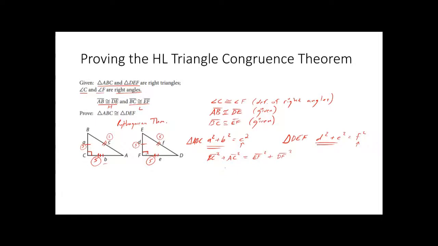And didn't they say that BC is congruent to EF? So these guys can cancel out right away, okay? Square root both sides, and we just proved that AC is congruent to DF, all right? Which means we just got our third side, which basically says triangle ABC is going to be congruent to triangle DEF, okay? And that is by side, side, side, triangle congruence theorem.